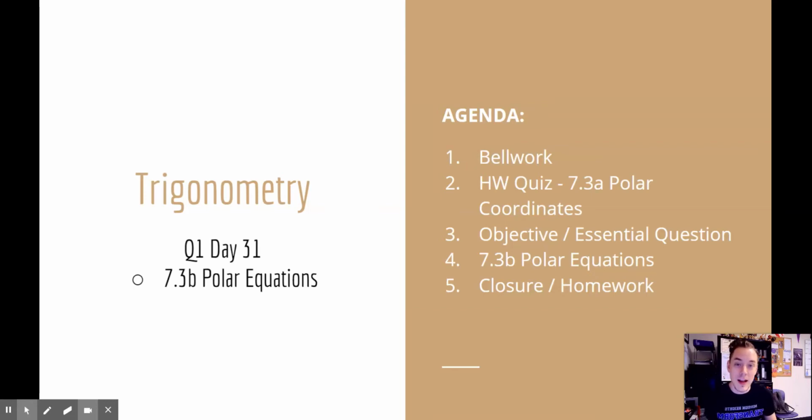Carlson, C-squared mathematics, and now we are going to finish 7.3 going through polar equations. Bell work, the homework quiz, objective, central question, polar equations. It's going to be pretty much as simple as it was yesterday, probably even a little bit more simple because it is a lot of plug and chug, and then the summary and closure.